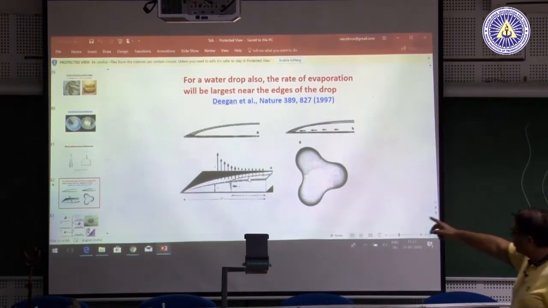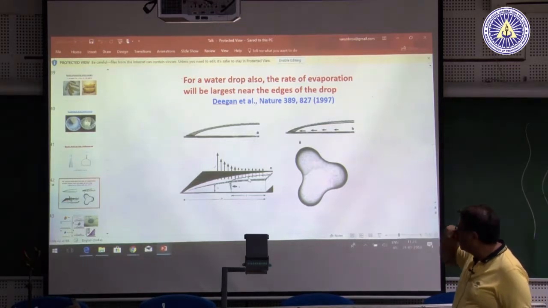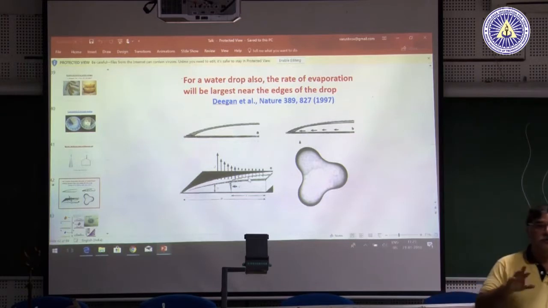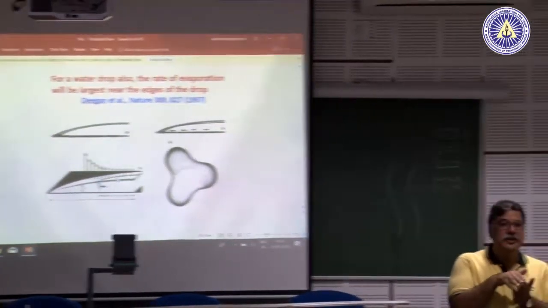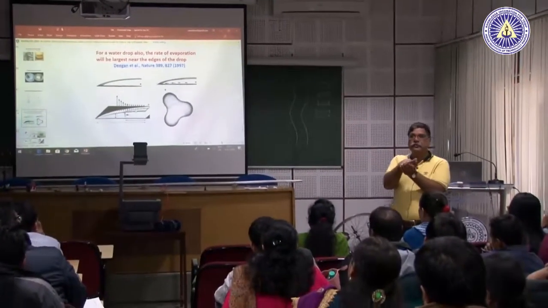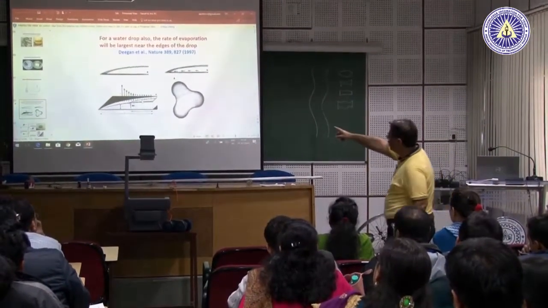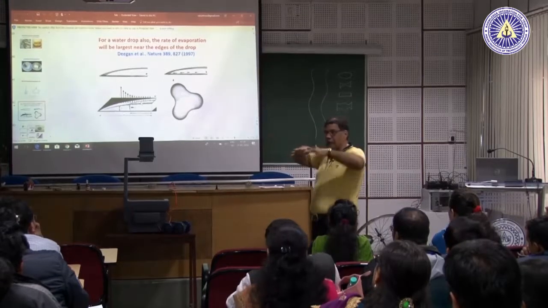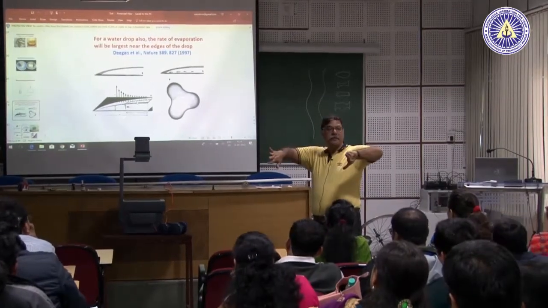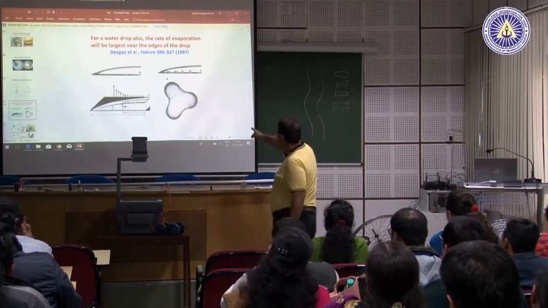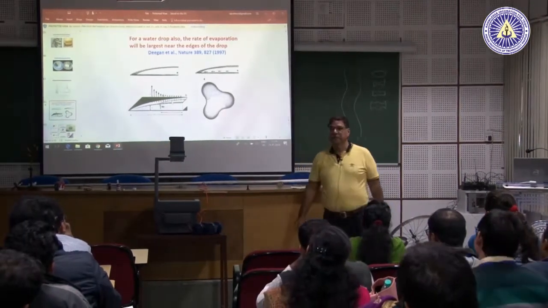If you look at this drop, we have shown a drop. Now, maximum evaporation of water would take place from near the edges. That is why the potato fries become dark near the edges. And when water goes from the edges, what will happen? Rest of the drop, the water will come there, and it will bring all the material with it. If it brings all the material, what you have at drying is that coffee ring.